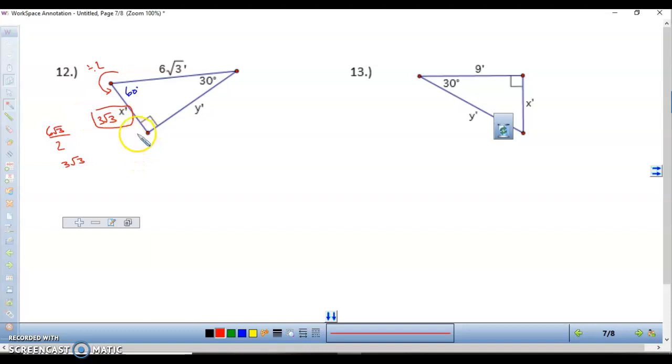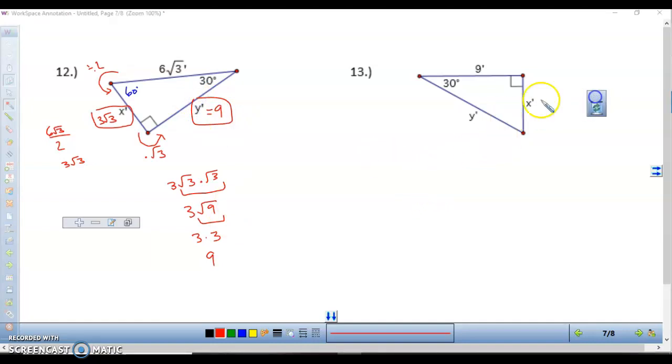And in a 30, 60, 90 triangle, to go from the short leg to the long leg, you multiply by the square root of 3. So if I do 3 root 3 times the square root of 3, these multiply together, giving me 3 square root of 9. But the square root of 9 is just 3, and 3 times 3 is just 9. So y is 9.